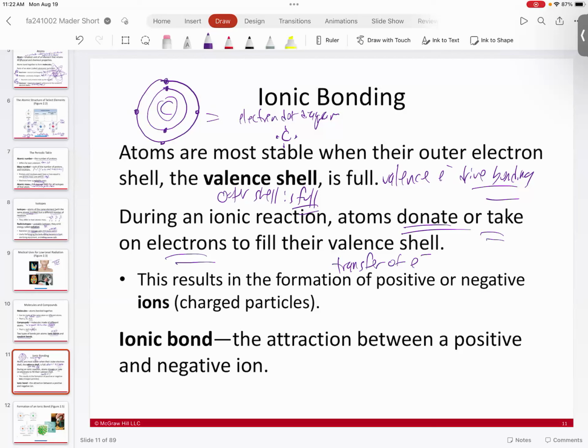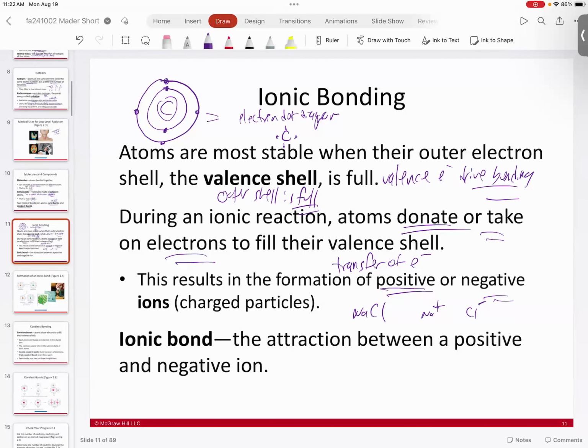And what this does then is it creates ions. So you either have a positive ion or a negative ion. For instance, sodium chloride, which is table salt. This will form either the sodium ion, which is a +1 ion. Why? Because it loses an electron. The chloride ion picks up an electron. So that's going to be negative.